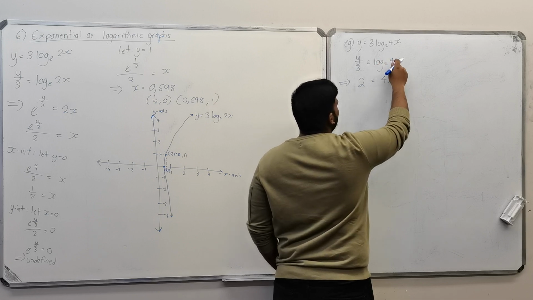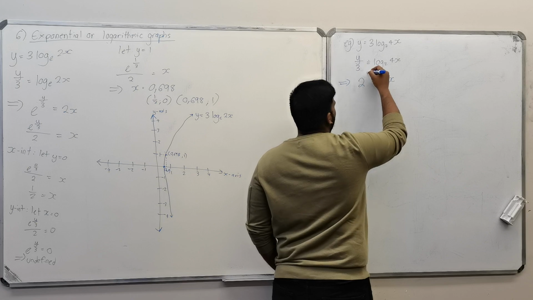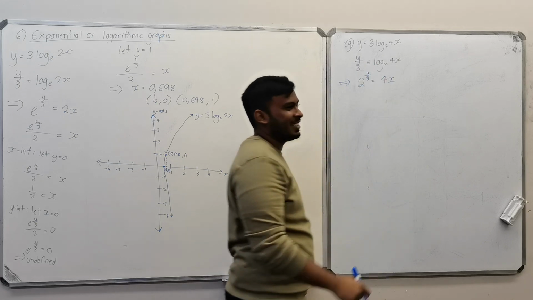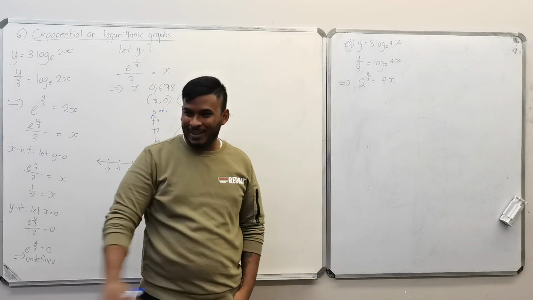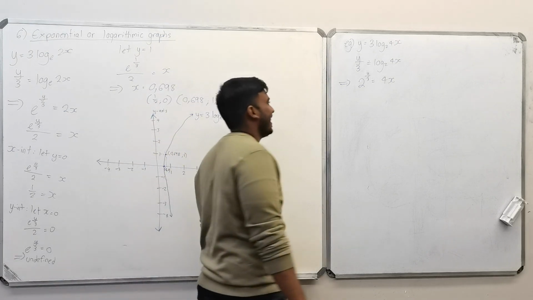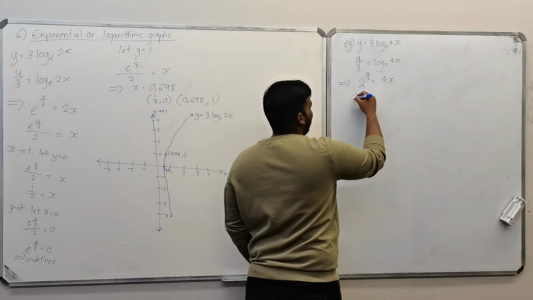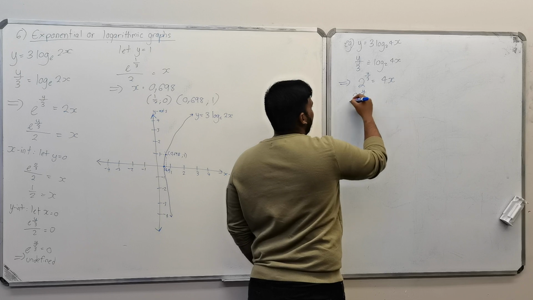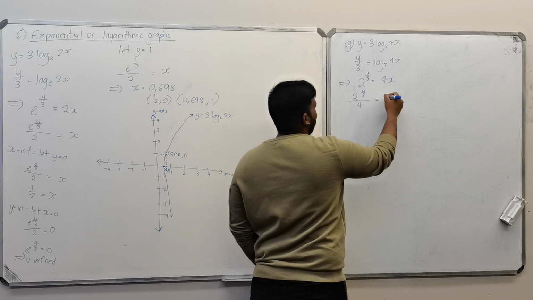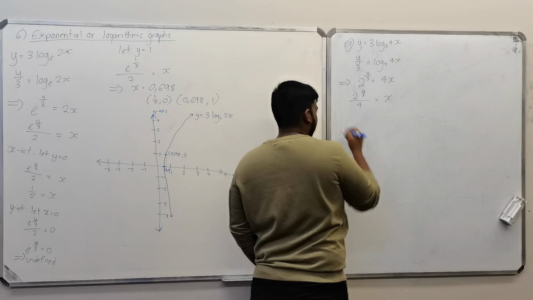Base answer equals index. Right. Happy with ourselves for that? Okay. Now you divide by 4. So it will be 2 to the power 3 divided by 4 equal to, right, then what you do?